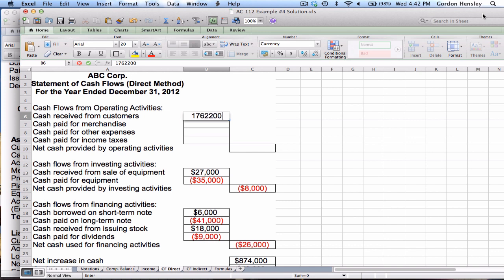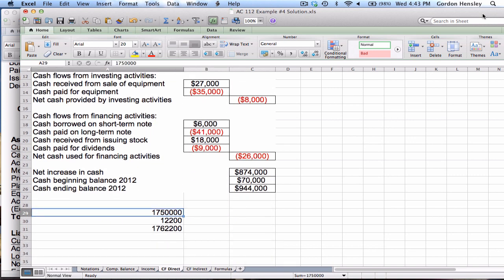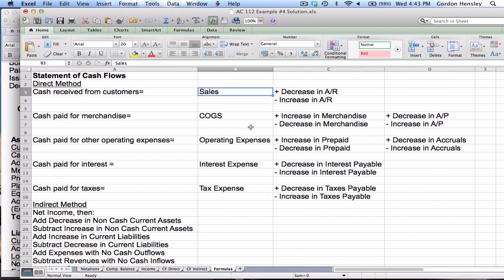1,762,200. So I'll just plug that in. So that's where that number comes from. So if I go back down here and look at that calculation one more time, like I said, that's just the sales. And then we said there was a decrease in accounts receivable. I added that. Why did I add that?